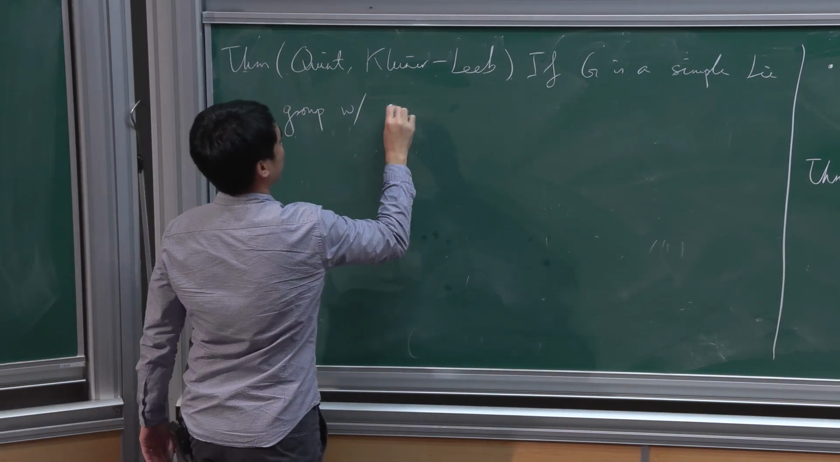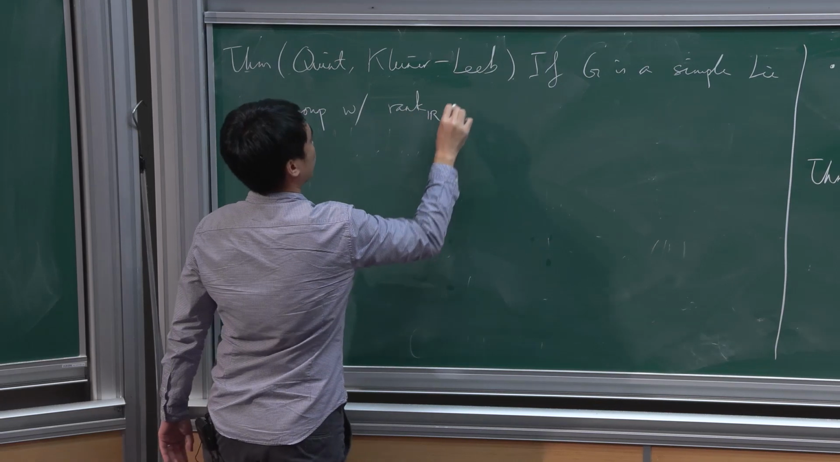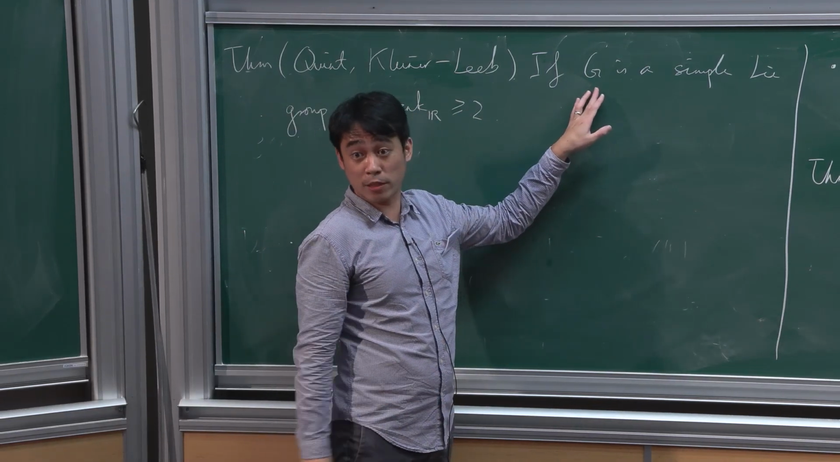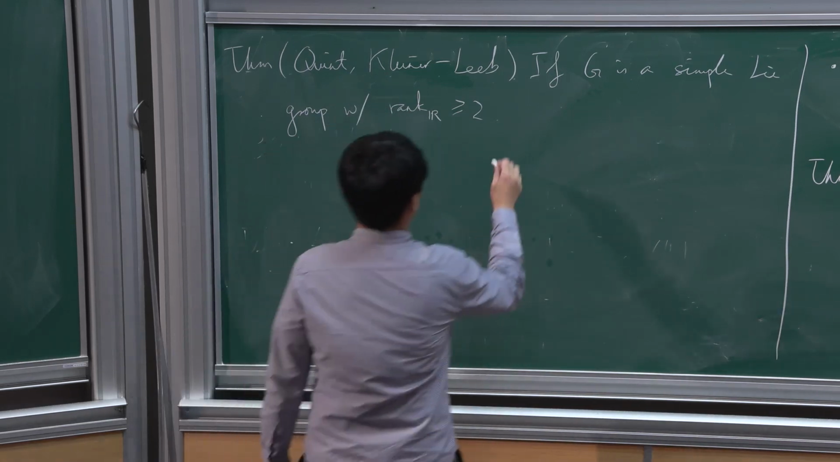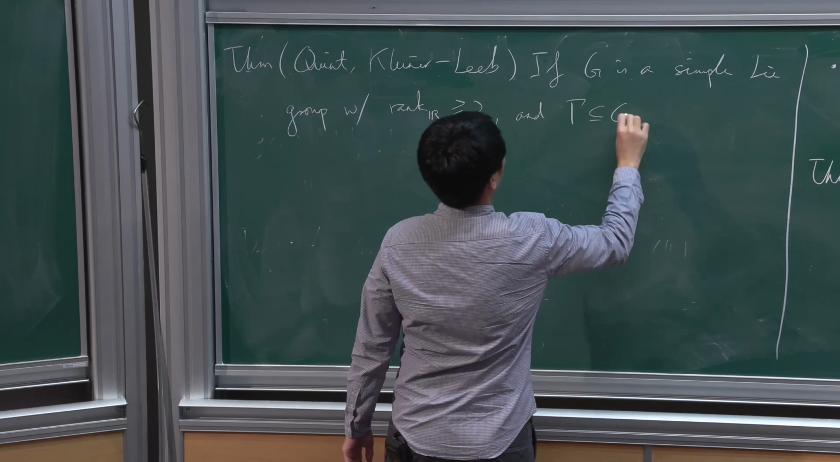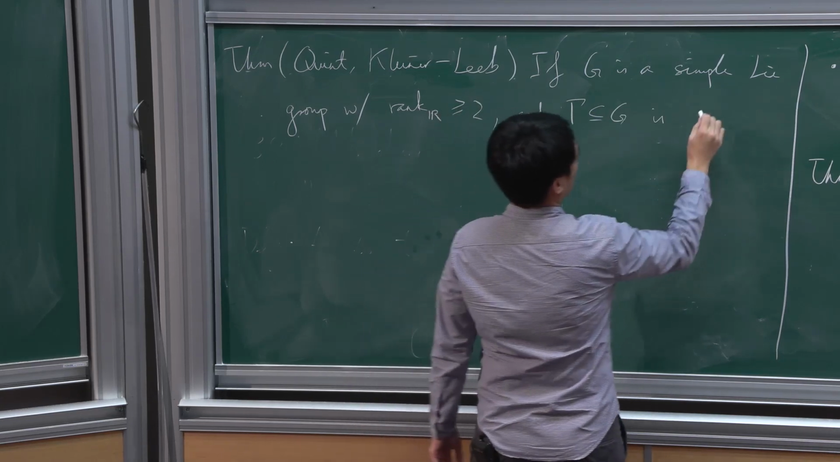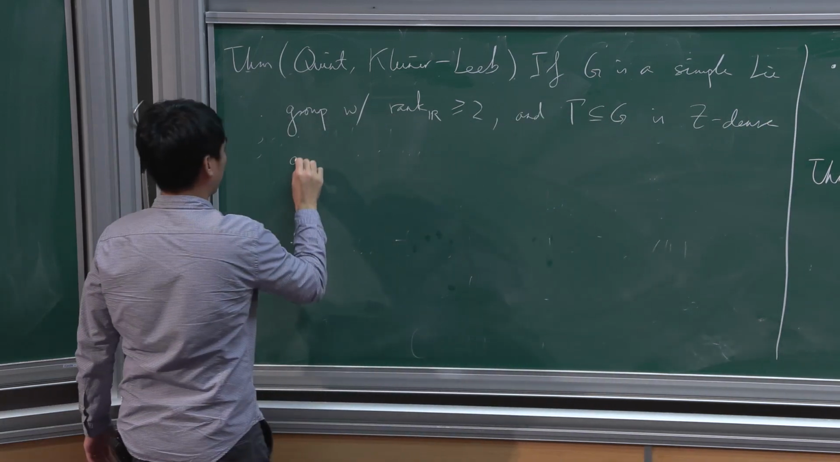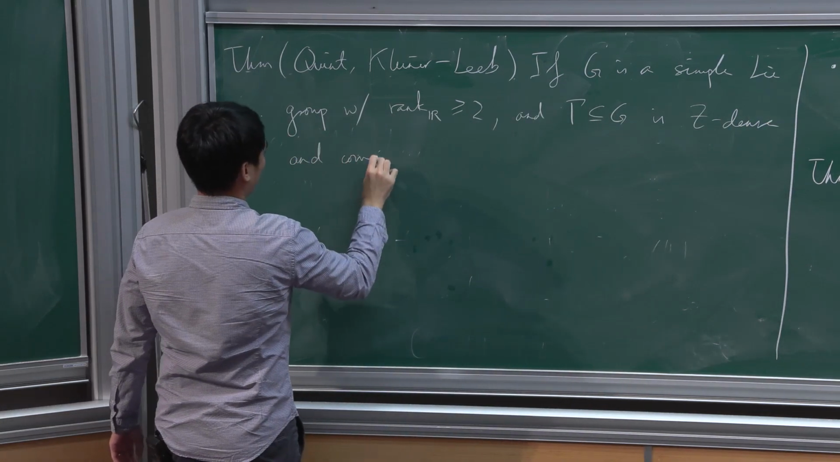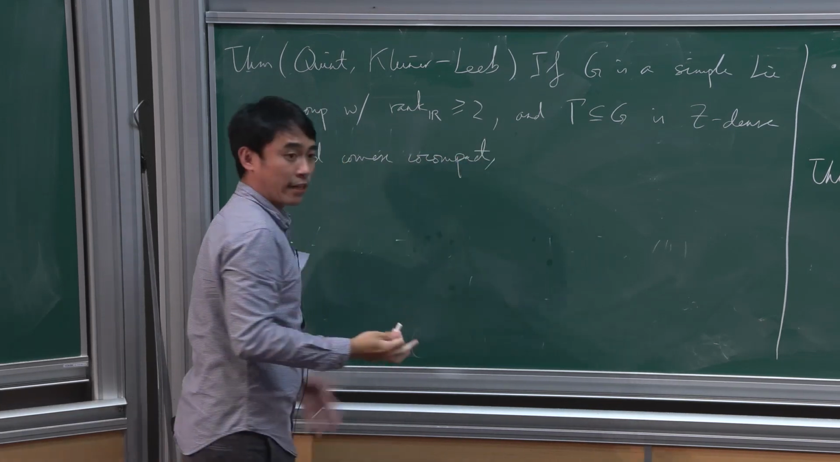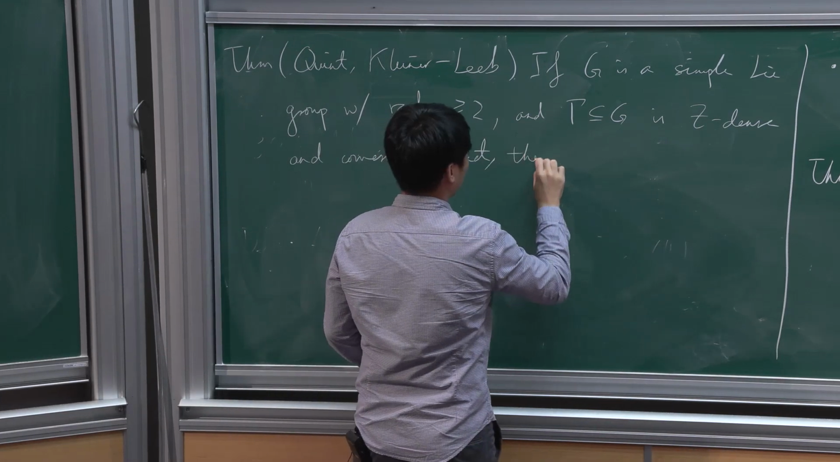with real rank at least 2. You can think of PSL_d(R), where d is strictly bigger than 2. And Γ inside of G is Zariski dense and convex co-compact. Then it has to be a uniform lattice.